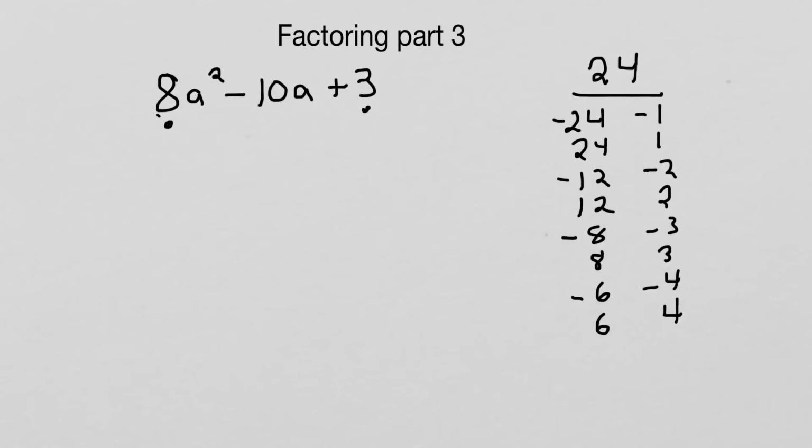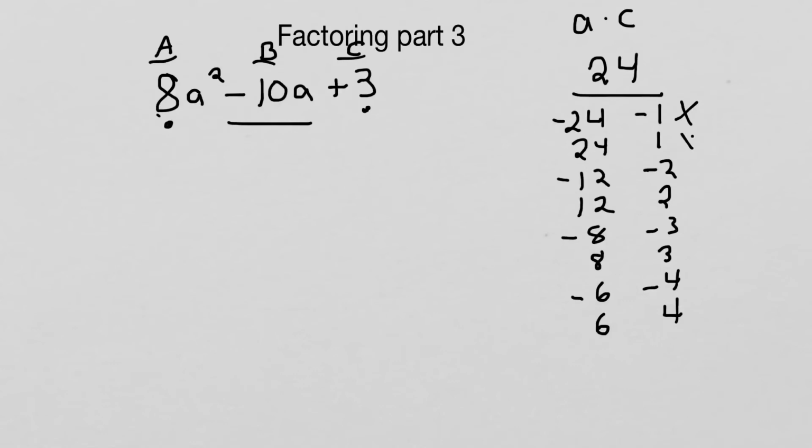To back up a little bit, this is known as A times C in math, because this is supposed to be your A, this is supposed to be your B, and this is your C. So this is known as A times C. So 8 times 3 is 24. This is my total list of numbers that multiply together to give me 24. One of these is going to add together to give me -10. Not the first one, not the second one.